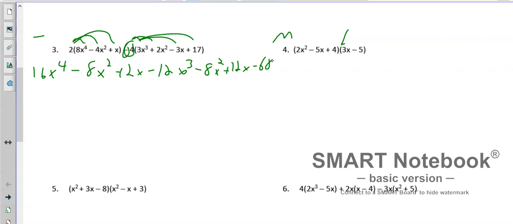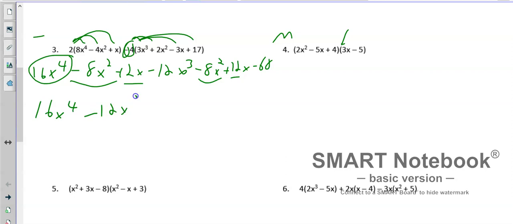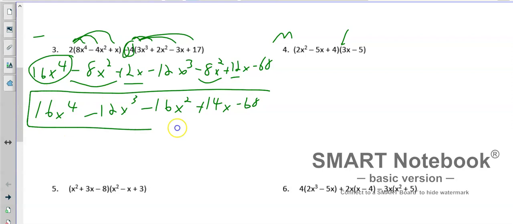Now, like terms. So I have an x squared here and an x squared here, an x and an x, and that's it. So now I just look for descending order. Highest exponent is 16x to the 4th. Next is my -12x cubed. Now I'm going to join my x squareds. -8 is -16. 2x plus 12x is 14x. And the -68 just goes at the end. Final answer.